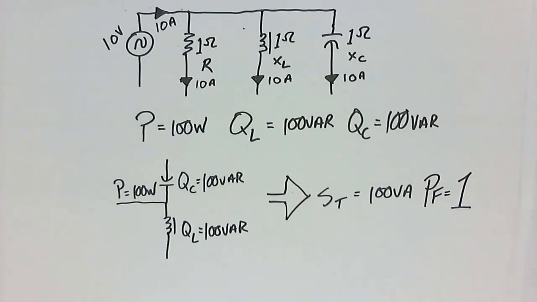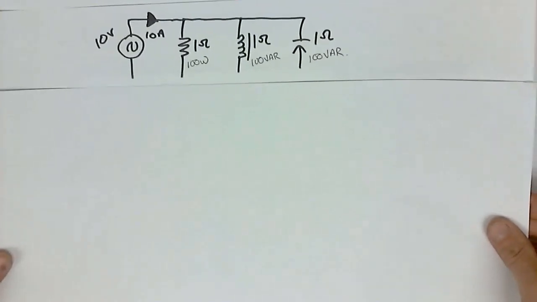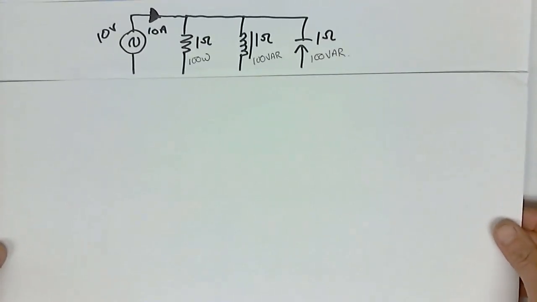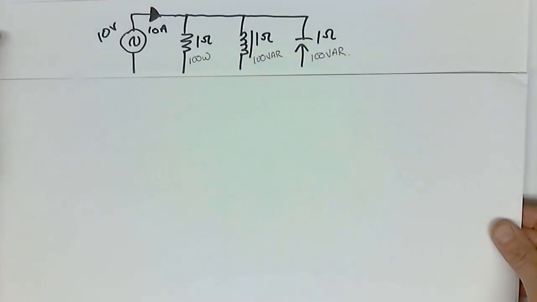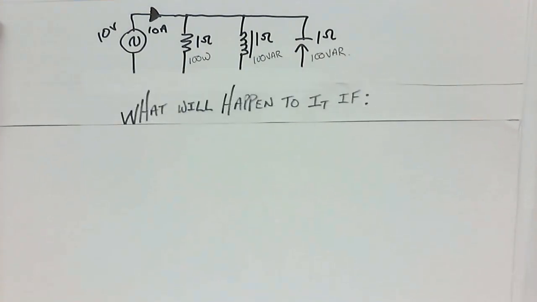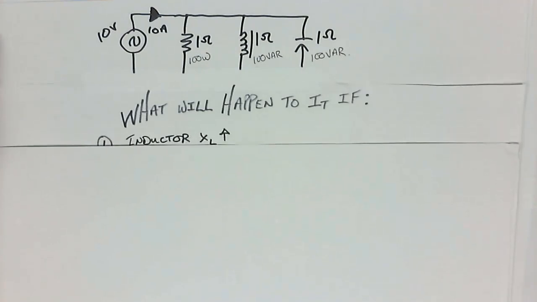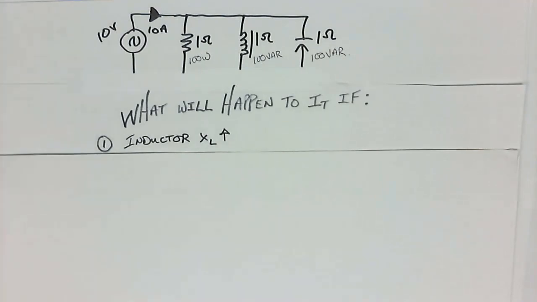Okay, well, let's take this information and ask some questions regarding what happens when things were to change in this circuit. So let's take the same circuit, and I've just written up here the value of watts and VARs for each one of those. And we're going to do the same thing that we did for the series resonance discussion. We're going to say what will happen to the total current, which is 10 amps, if each of these situations were to occur. So first thing, what would happen if we increase the XL of the inductor?